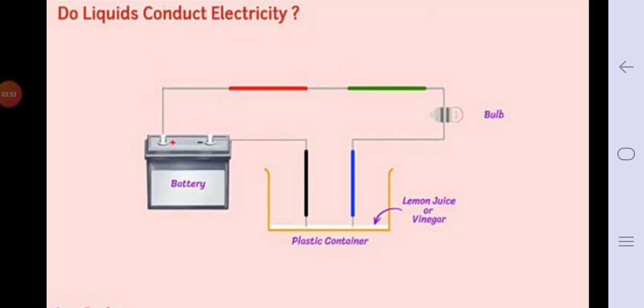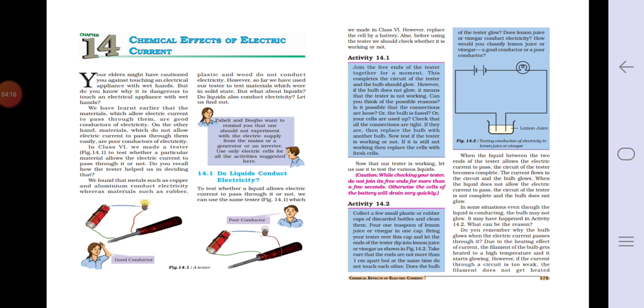Same wires are there: blue color, red color, green color, black color wires are there. One plastic container is kept there. In that container a liquid of lemon juice or vinegar is kept. One bulb is there. So this we are going to study here in this lesson today. See the activity.